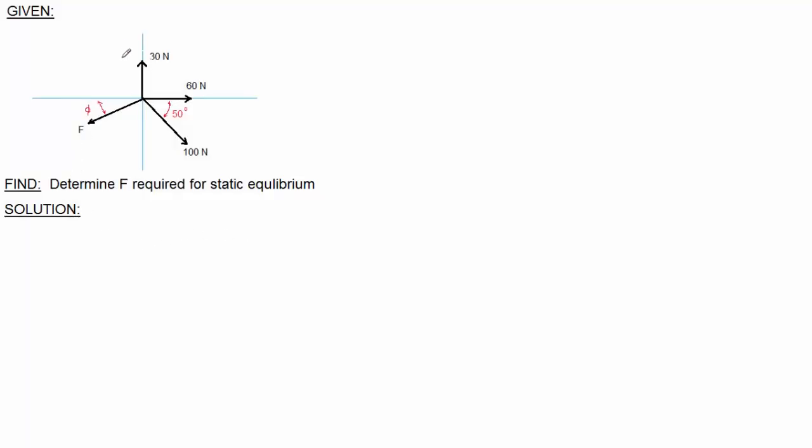In this particular example, we are given a force system as shown here. There are 4 forces, 3 of them are known. The 4th one is not known, neither is its angle known. The find statement here says determine F required for static equilibrium.